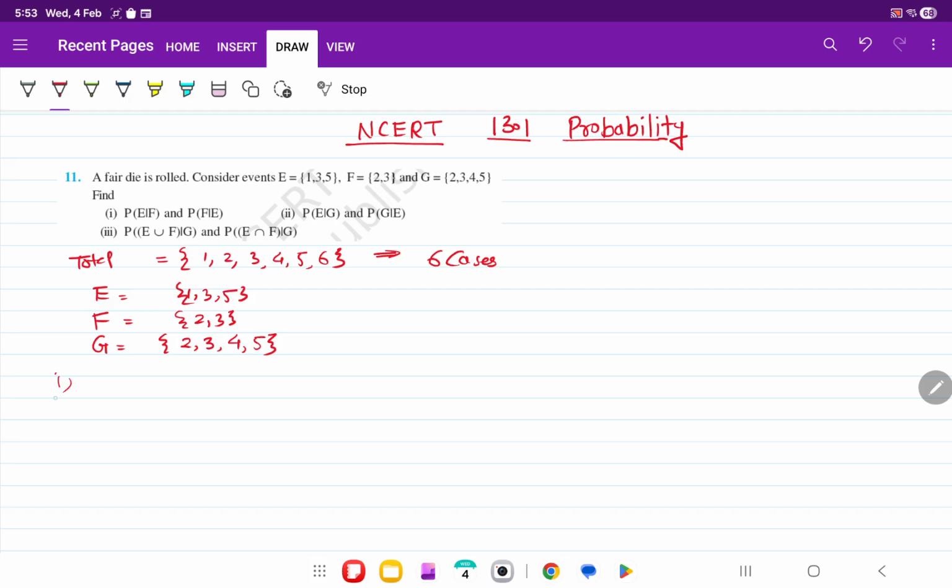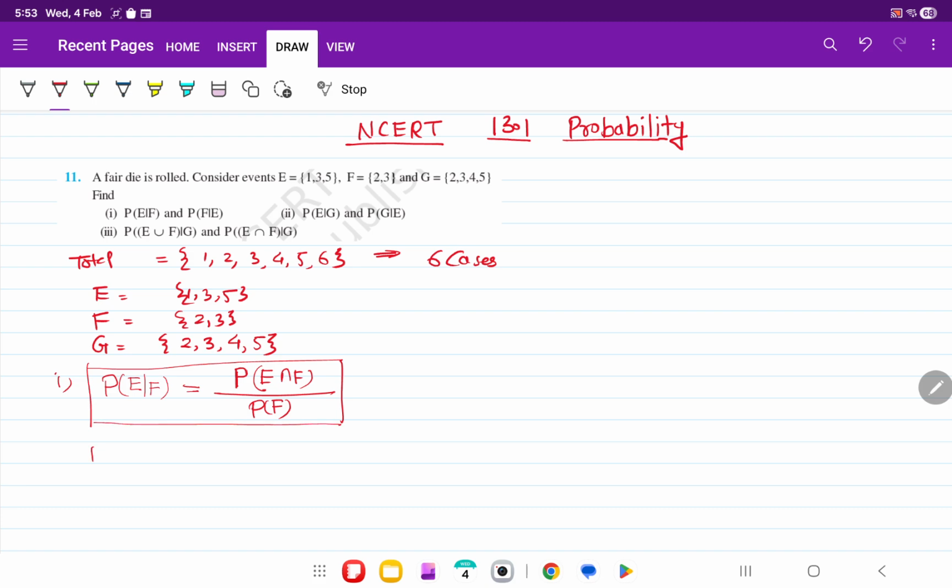In the first part we have to calculate the probability of E when F has happened. So F is the condition. The formula says probability of E intersection F divided by P(F). This is a standard formula, correct? So I will use it here.